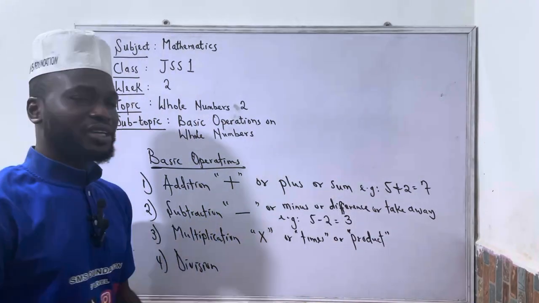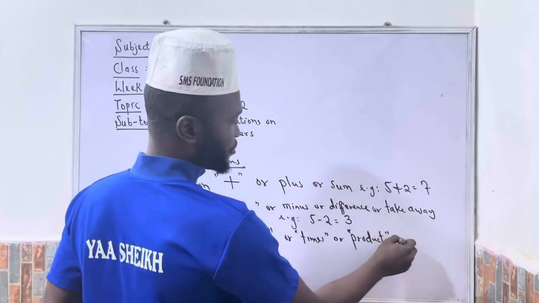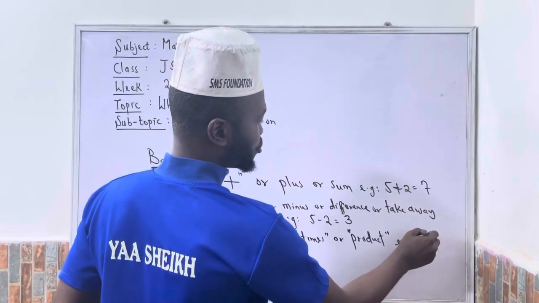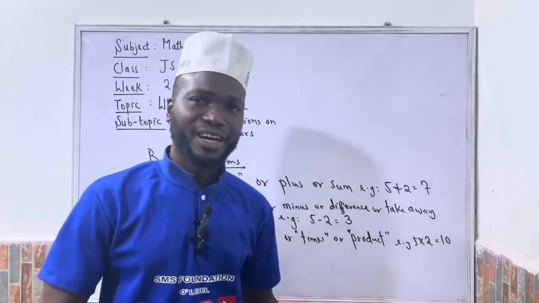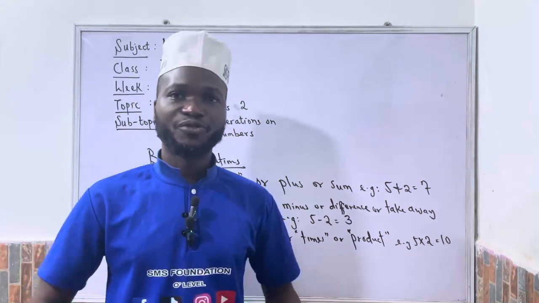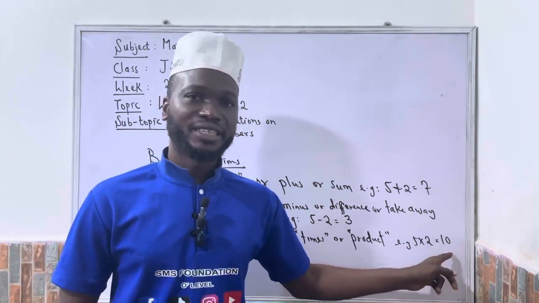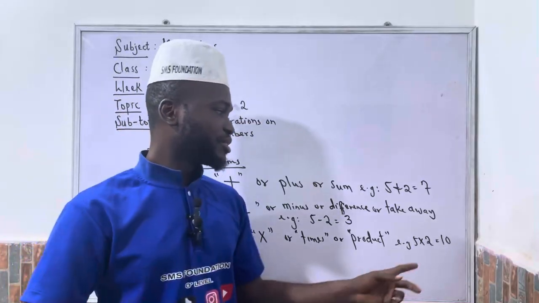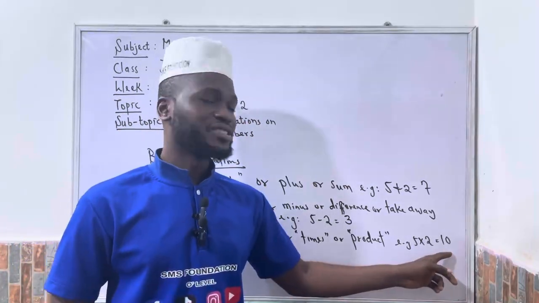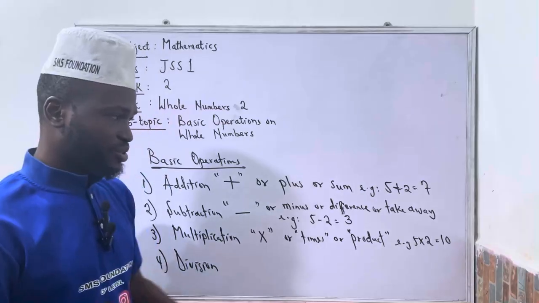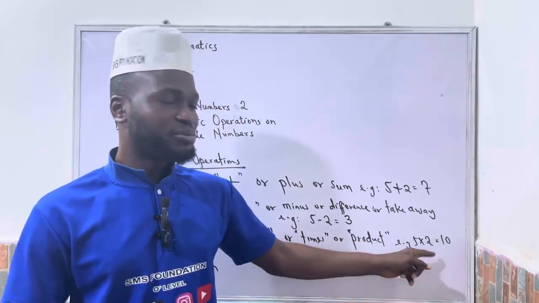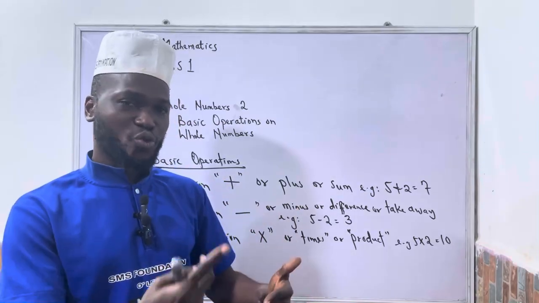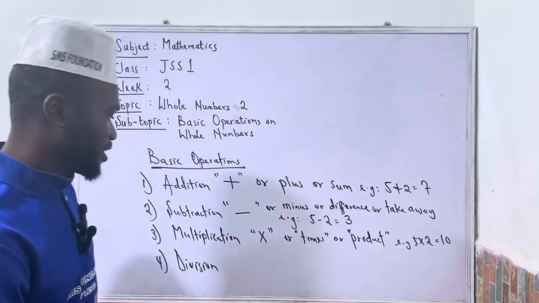For example, I can have 5 times 2. The answer for this is 10. What does this mean? How many times can you add 5 to itself to get to 10? It is only 2 times that you can add 5 to itself to get to 10. So simply, 5 times 2 means you want to add 5 twice to get to 10.